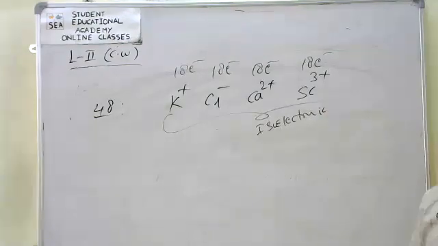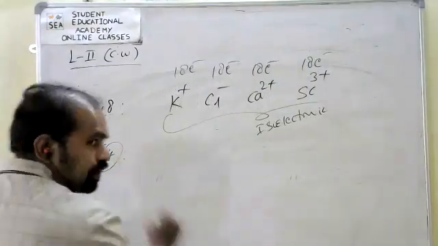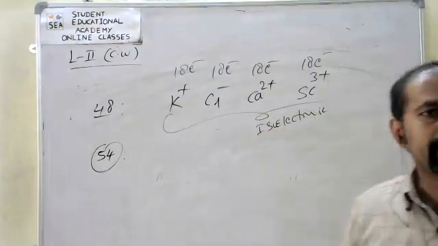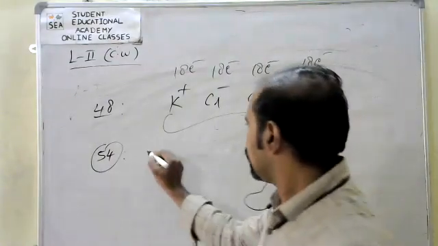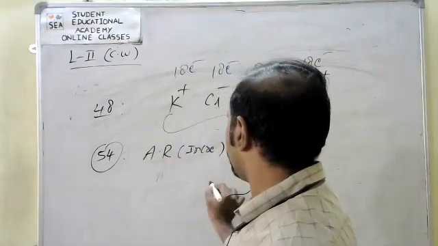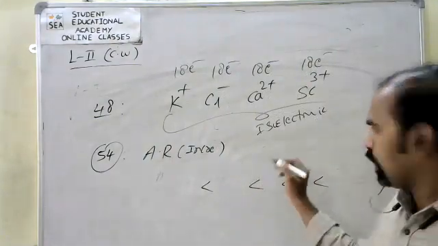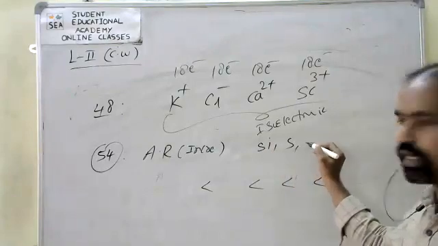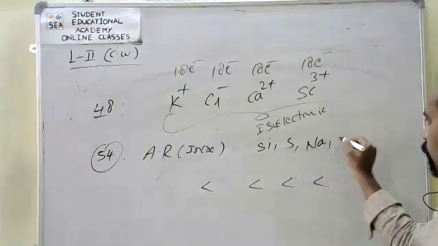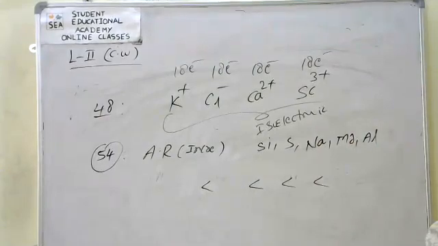Now question 54, the last one. The increasing order of atomic radius. The elements given are silicon, sulfur, sodium, magnesium, aluminum. So what is the order? Sulfur, silicon, aluminum, magnesium, sodium. Very good.